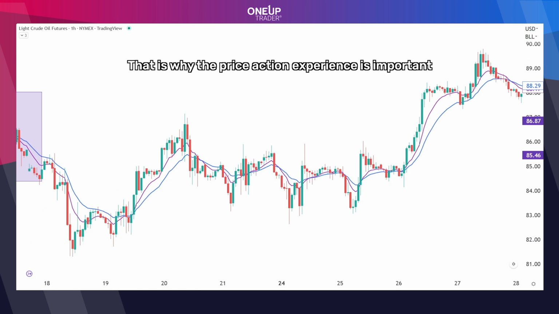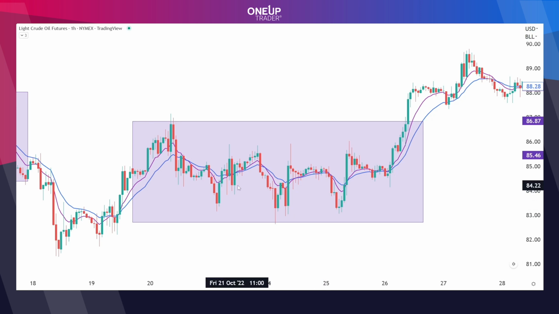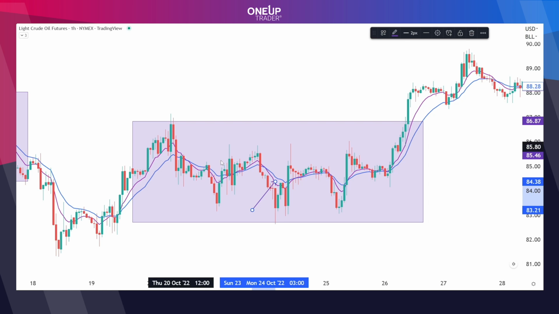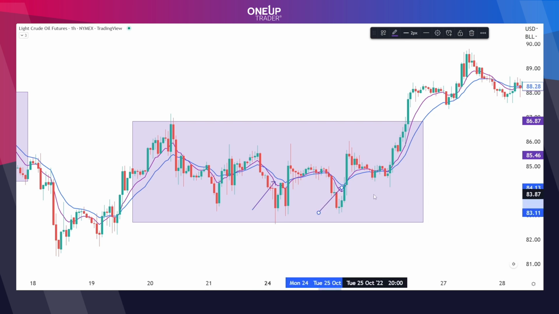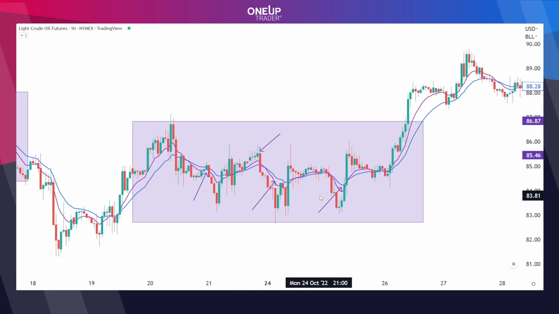You can see if I mark this area off here, we've got sideways action. And even though we have a few opportunities where the moving averages diverge, like in this one and over here too, and here too for shorts. We could even say for this one as well as a long. We want to avoid this because, of course, this is not a trending environment.